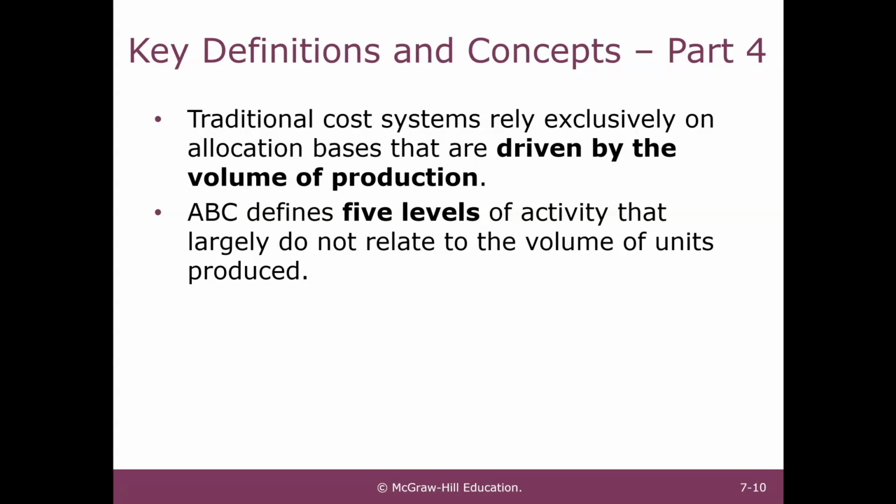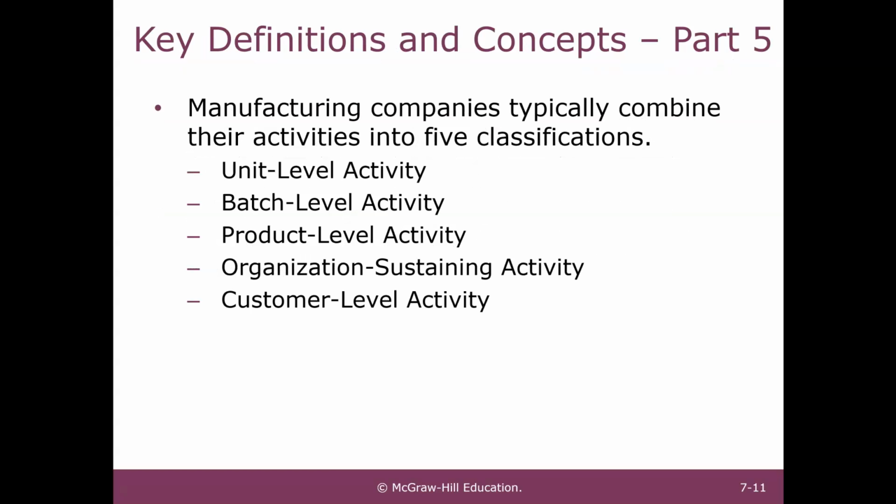Traditional cost systems rely exclusively on an allocation base, and it's driven by the volume of production. ABC defines 5 levels of activity that don't relate to the volume of units produced. It could be based on unit level, batch level, product level, organization sustaining, or customer level.